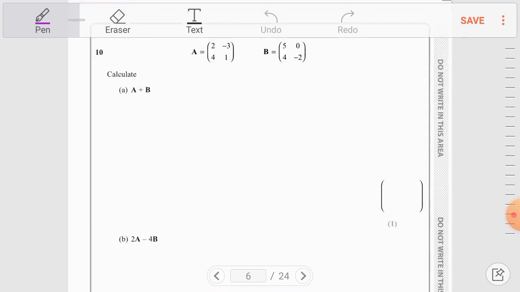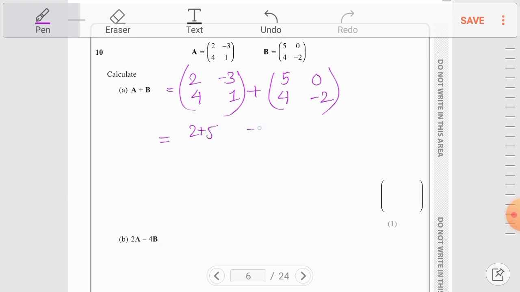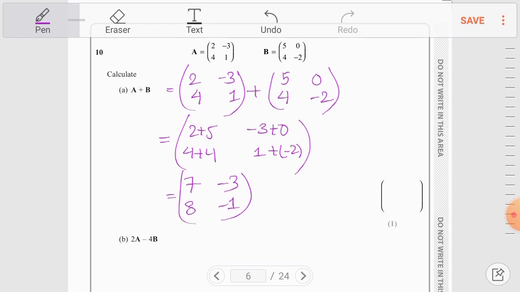It is a matrix question. Part A says calculate A plus B. We just need to add the matrices. So that is 2, minus 3, 4, 1 plus 5, 0, 4, minus 2. In order to add them, we need to do this step: 2 plus 5, minus 3 plus 0, 4 plus 4, and 1 plus minus 2. And that gives you 7, minus 3, 8, minus 1. So this is the matrix for A plus B.